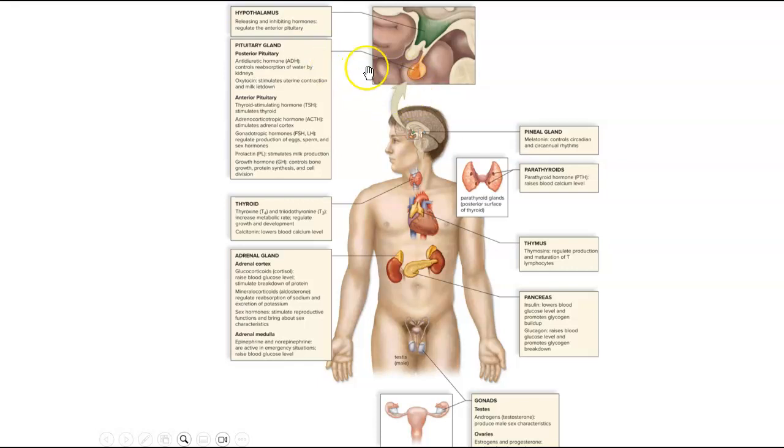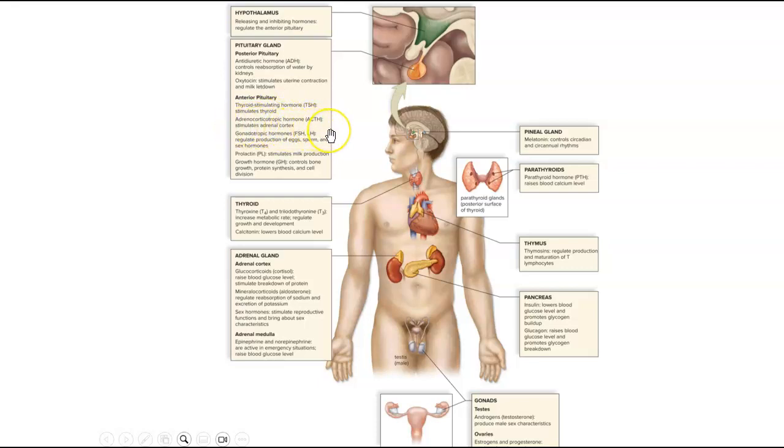Now, the pituitary gland is divided into the posterior pituitary, which is on the back side, and the anterior pituitary on the front side. The posterior pituitary releases ADH, which controls water balance in the kidneys, and oxytocin, which stimulates labor contractions and mammary gland secretions of milk. And then the anterior pituitary has several hormones. It has thyroid stimulating hormone.